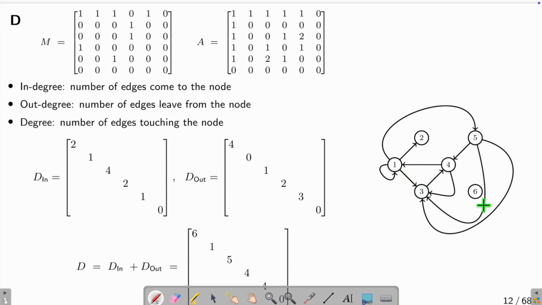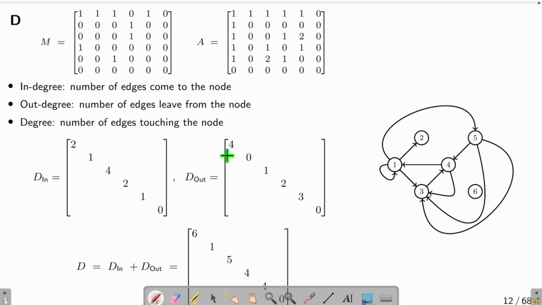How many guys touch 6? Nothing. 0. How many guys go out from 6? No. How many guys go into 6? No. So 0 and 0. What is this 2? This in means 2 guys go into 1. Which corresponds to this arrow and this arrow. This arrow is going from 1.